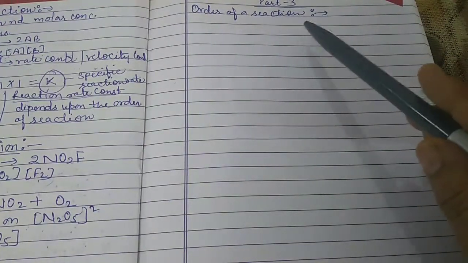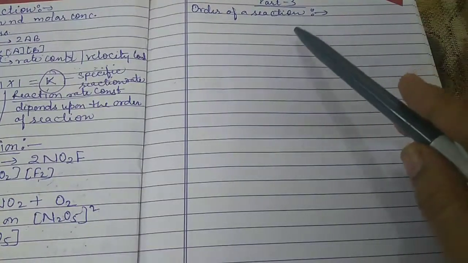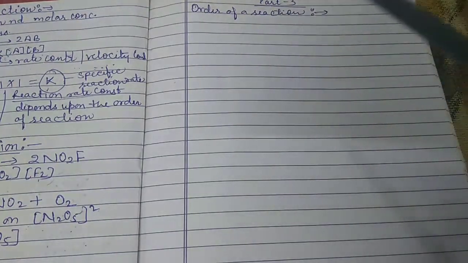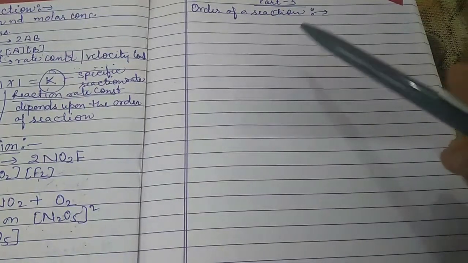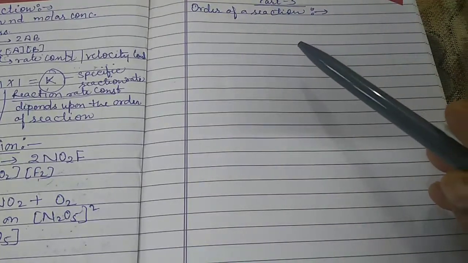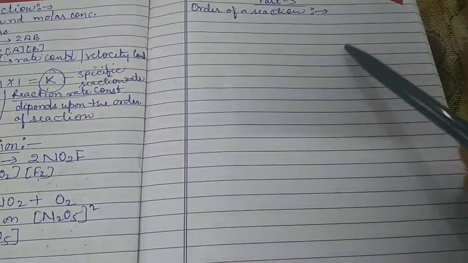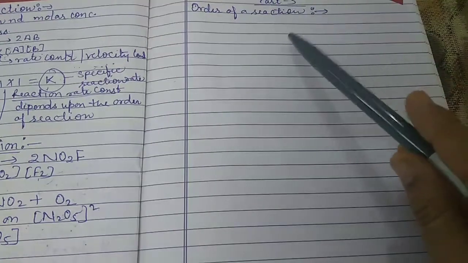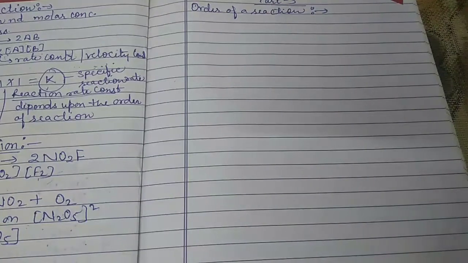The order of reaction is defined as the sum of the powers to which the concentration terms are raised in the rate law equation to express the observed rate of the reaction. So the power of the concentration of a particular reactant in a rate law is called the order of the reaction with respect to that reactant.